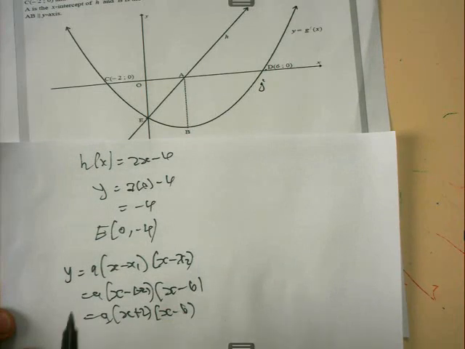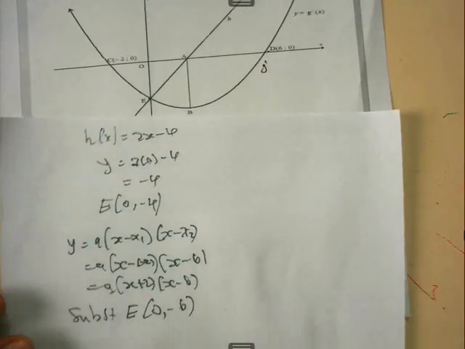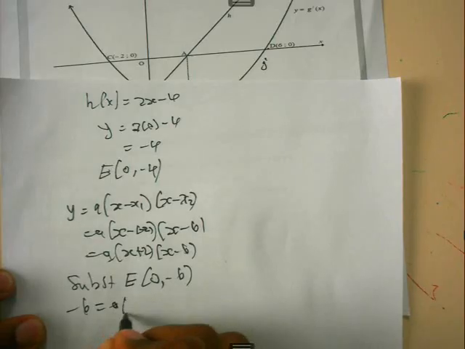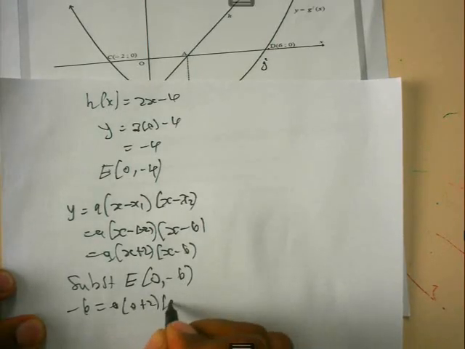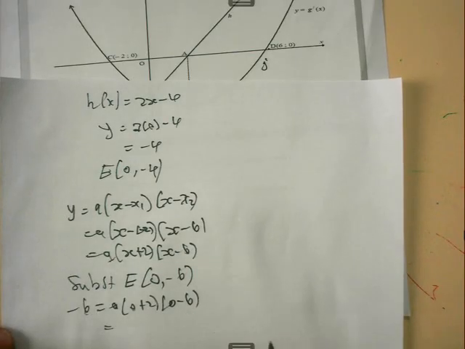Then it means we substitute the point. What is the point that we're going to substitute there? It's a, which is 0 and minus 6. Now we have minus 6 equals a(0 plus 2)(0 minus 6). Of course, 2 times minus 6 there. The answer there will be what?